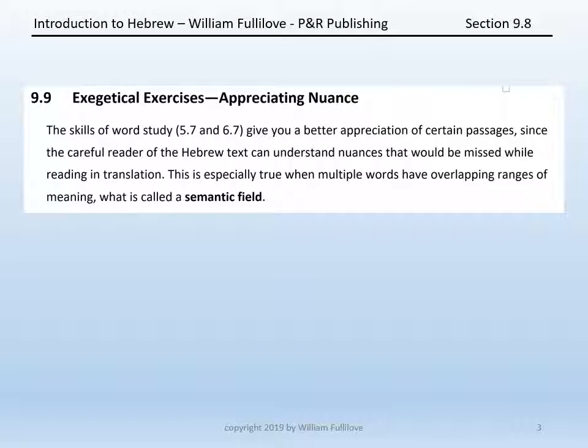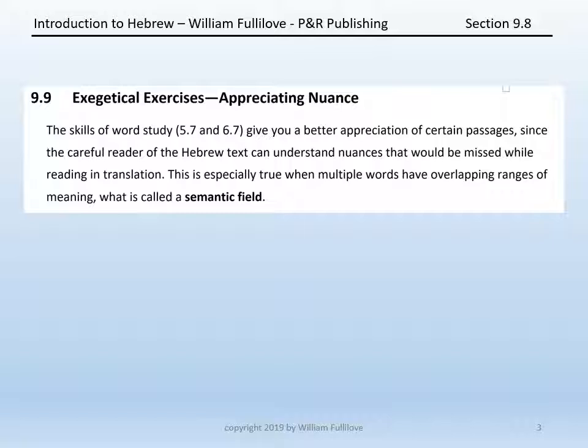Then finally, in Section C, we work with both the exercises from Chapters 5 and 6 and build off those to start giving you a better appreciation of how to see nuance. As good as English translations are, and they are very good, there are still nuances that you can only see when you're reading in the Hebrew text.